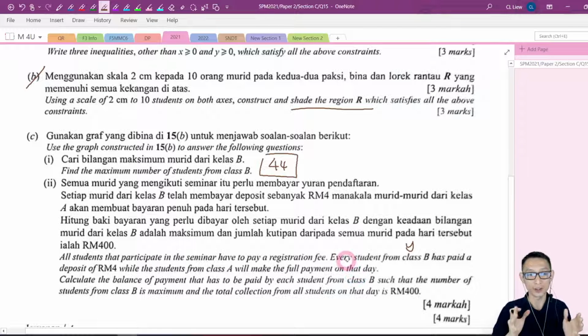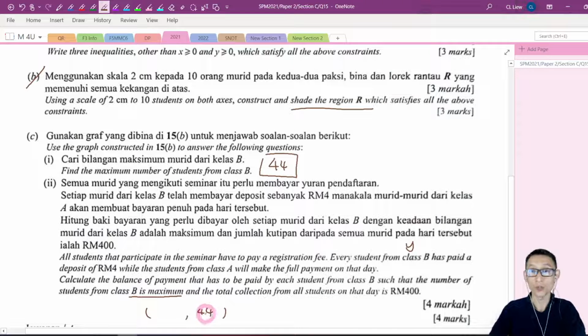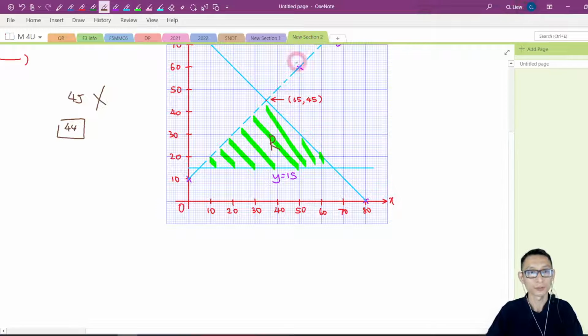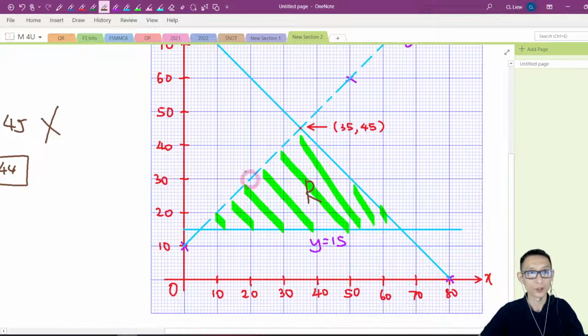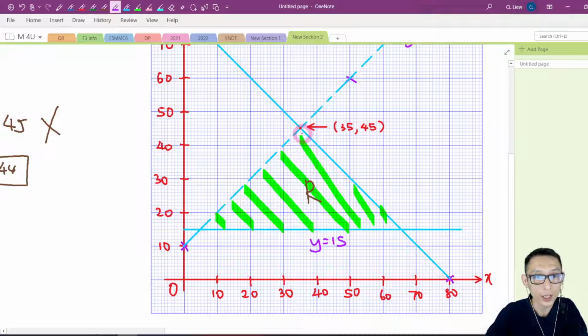So we have to understand clearly what we are looking for. We want to find the balance payment for a class B student, such that the number of students from class B is maximum, which means that we need to use 44, this point, 44, and the total collection from all the students on that day is 400. Okay, when I look at our graph, let me enlarge it. So 44 is over here.